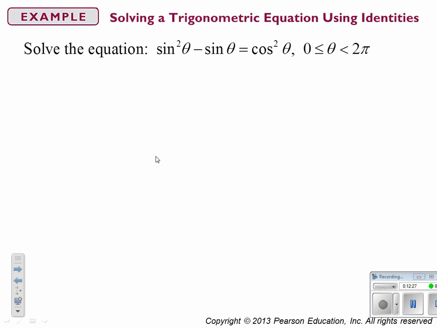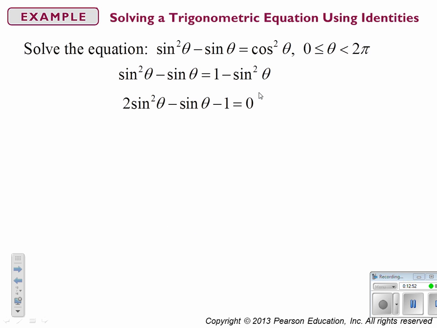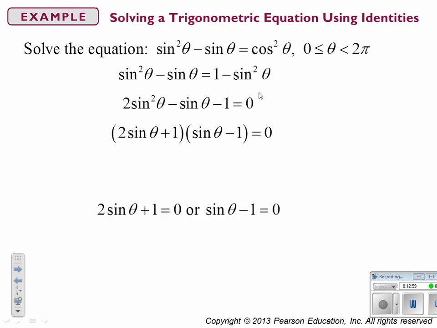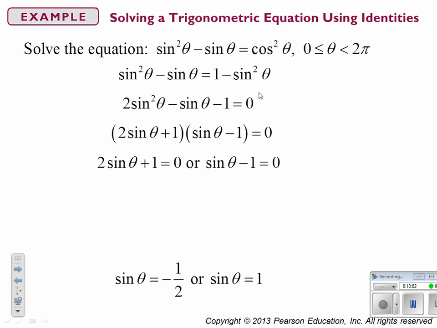We're going to solve trigonometric equations using identities. If you forgot your identities or don't know where they are in your notes, flip to the back page of your book. They are all right there. So if we get sine squared theta minus sine theta equals cosine squared theta, I can replace cosine squared theta with 1 minus sine squared theta. Then I have a nice quadratic function that I can factor and solve just the way we did the previous problem.